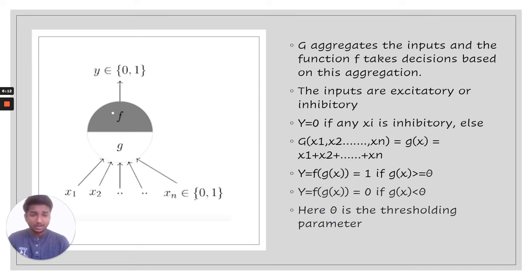If you get the output as 1, then g of x is greater than or equal to theta. Here y is equal to f of g of x. If the output is 0, then g of x is less than theta. Theta is a thresholding parameter which gives you the condition whether the output should be fired or not. This is the decision that determines whether the output should be fired or not.